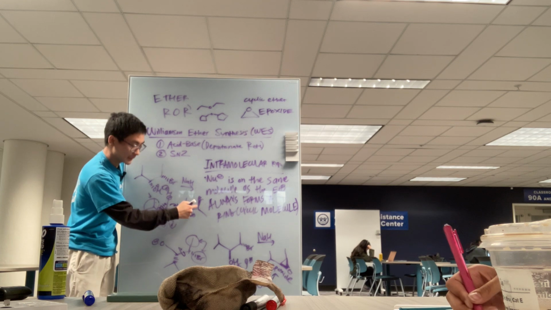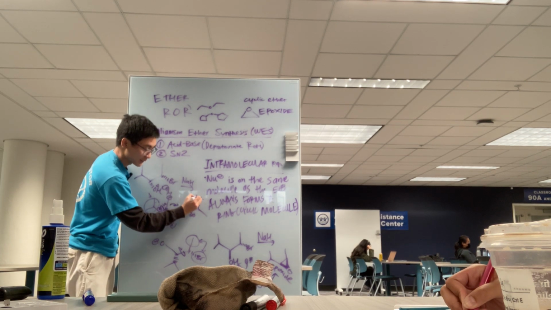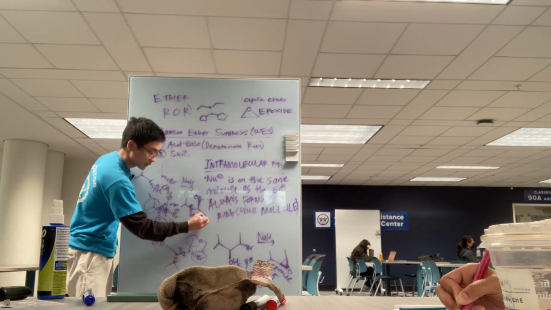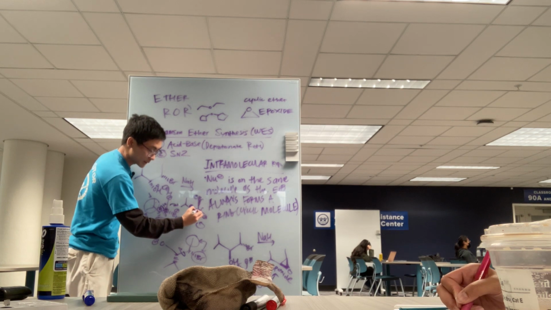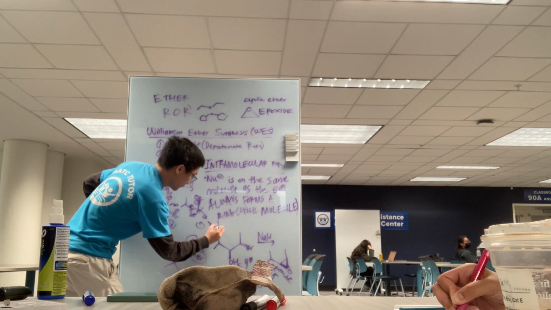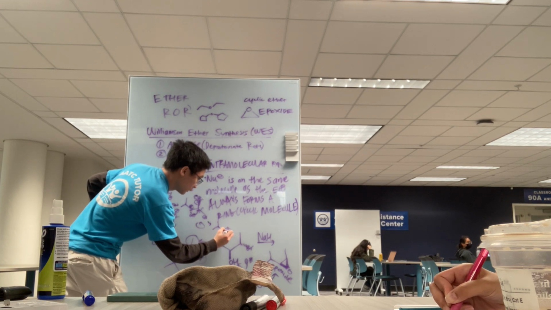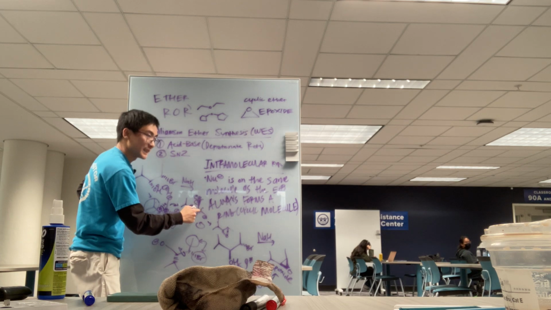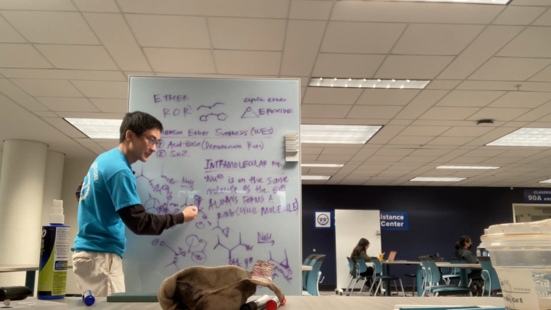This is S. Let's see if this is also S, because if we flip it, then this should stay S. 1, 2, 3. This is counterclockwise, so this is S. That's good. You can do that, so this is possible. And then when you attack that carbon right there, making this epoxide, we have to invert this S into R, because we're inverting stereochemistry when we attack that carbon.